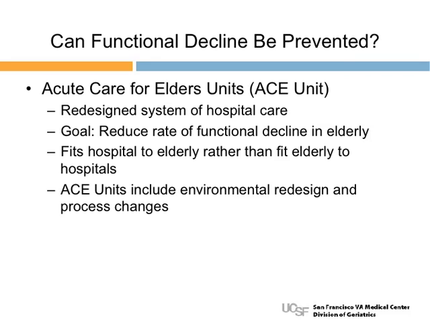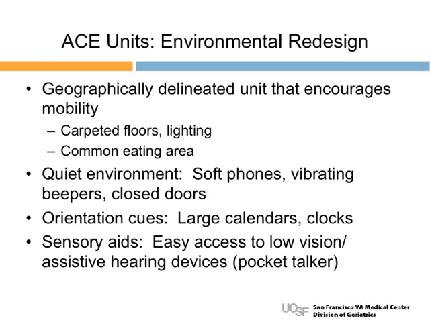A big part of this is environmental redesign. Part of this is geographically delineated units that encourage mobility. So things like carpeted floors that make it easier to walk, good lighting, and common eating areas that encourage patients to eat in a common room instead of in their room.